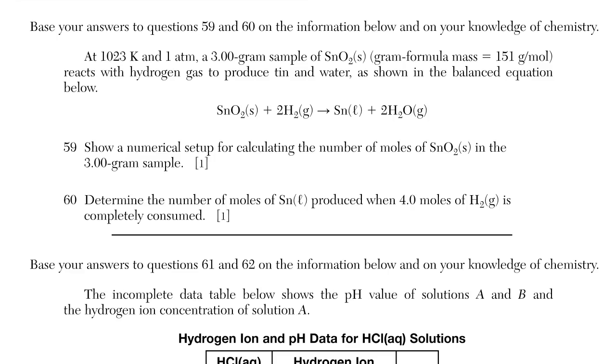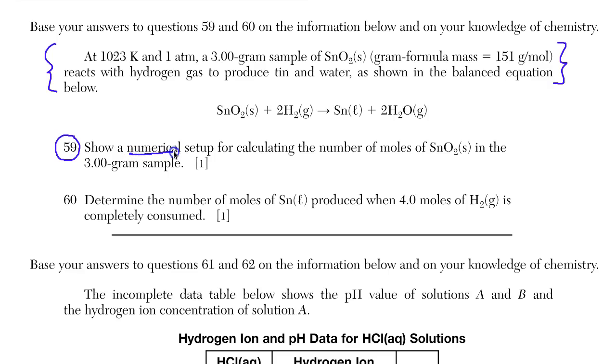Number 59. Okay, number 59 has a little bit of a blurb here that goes with the questions. And this information could be helpful, or it just could be information that parallels the question, meaning it may not be needed at all. Don't always think that the blurb can help you or always has information that'll answer your question. Sometimes they just kind of give you information that's related to a concept you should already know. In any case, 59, show a numerical setup.